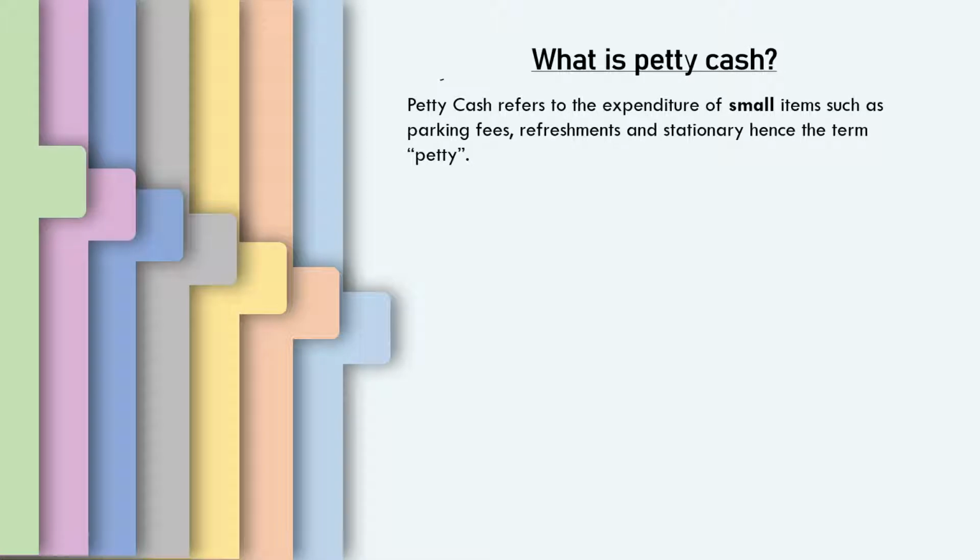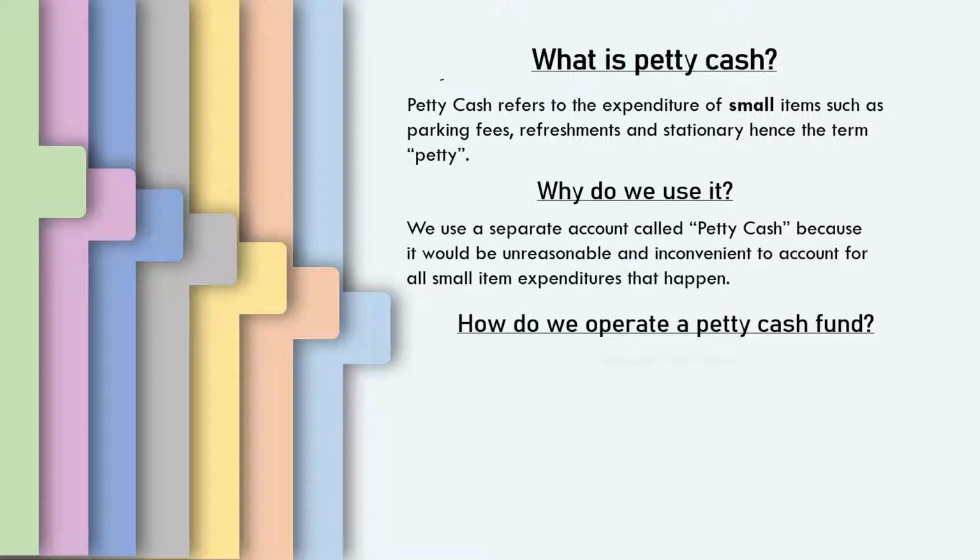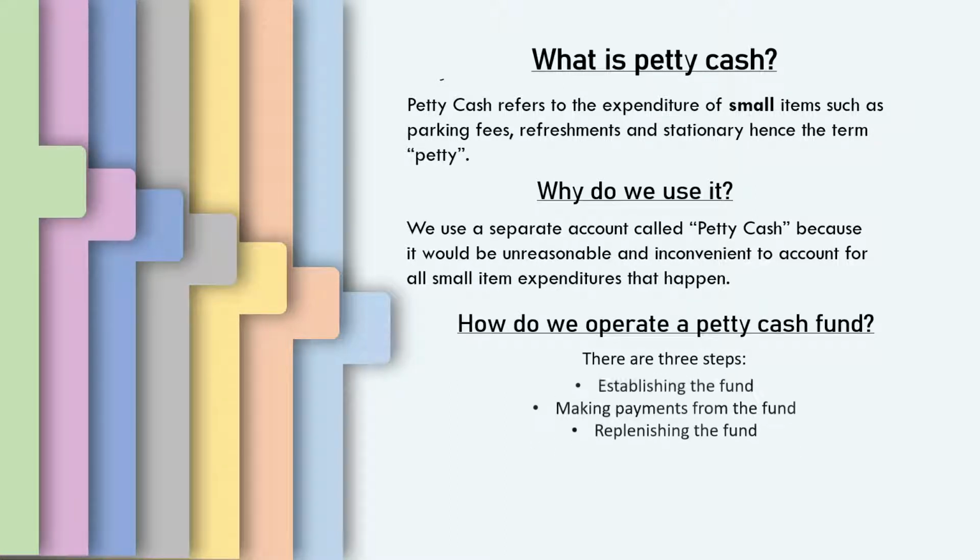Petty cash refers to the expenditure of small items such as parking fees, refreshments, and stationery, hence the term petty. We use it because it is unreasonable and inconvenient to account for all small item expenditures that happen within the business. In operating a petty cash fund, there are 3 steps: establishing, making payments, and replenishing.